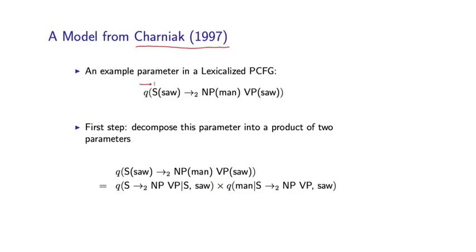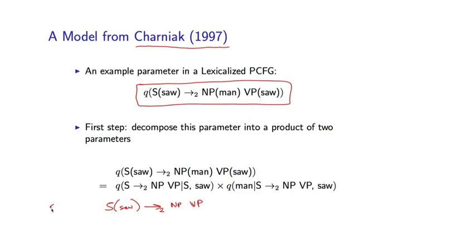So here's one example parameter, which I'll use as an example throughout this section. It's the parameter associated with S(saw) going to NP(man) VP(saw). So the first step is going to be to actually decompose this into a product of two terms, two parameters, which will make our job slightly simpler. This first parameter corresponds to the probability, given that I have S(saw), the probability of that rewriting as NP VP.